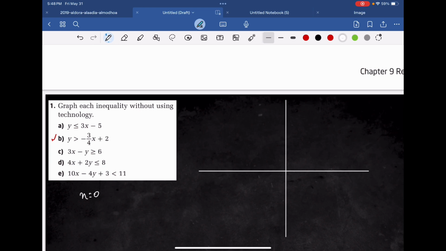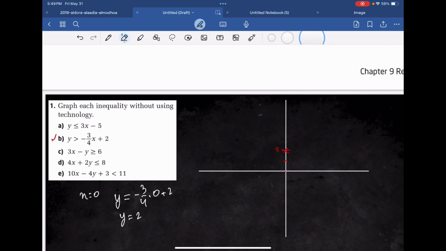That means my y is equal to 3 times 0 minus 5. No, I'm using the other one. Sorry, not this one. I should do the other one, this one. So the other one is my y is equal to minus 3 over 4 times 0 plus 2. My y is equal to 2. So if my x is 0, my y will be 2. So 1, 2, this is my 2. So this is my first point.